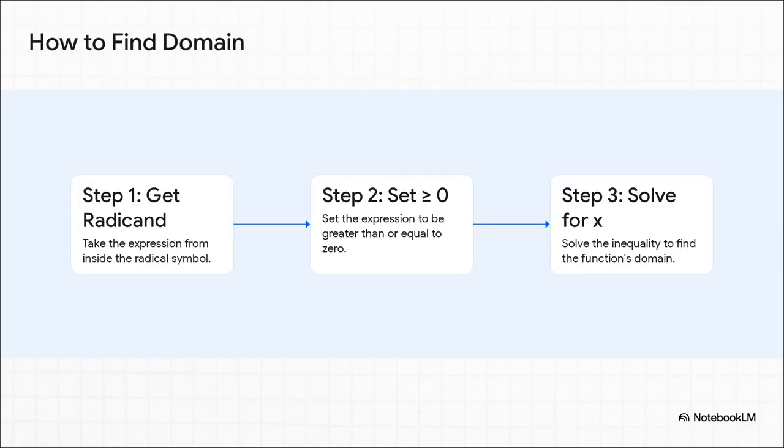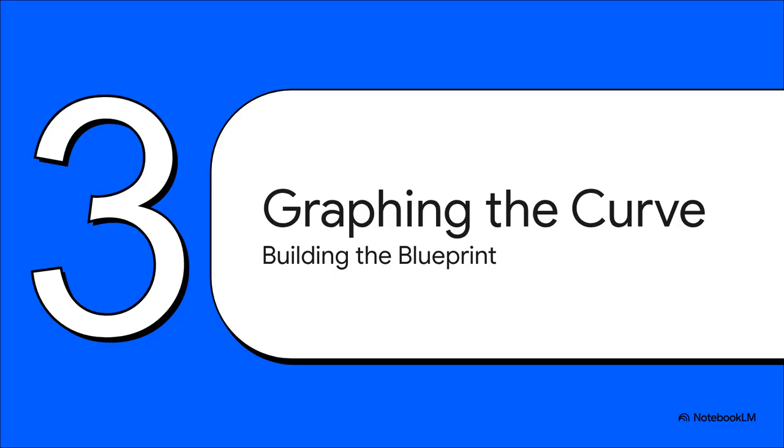And the great thing is, finding the domain for any radical function is always the same simple 3-step recipe. Step 1, you take whatever's inside the radical. Step 2, you set it to be greater than or equal to 0. And step 3, you just solve for x. That's it. That tells you your entire safe zone of inputs. All right, so we've got the rules down.